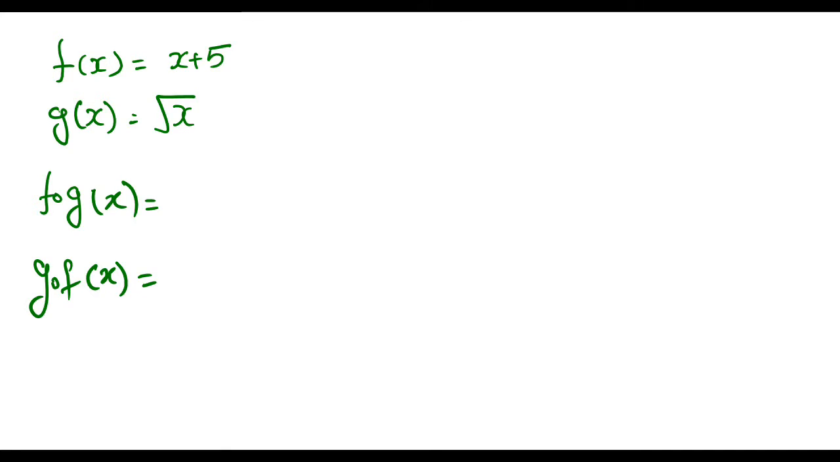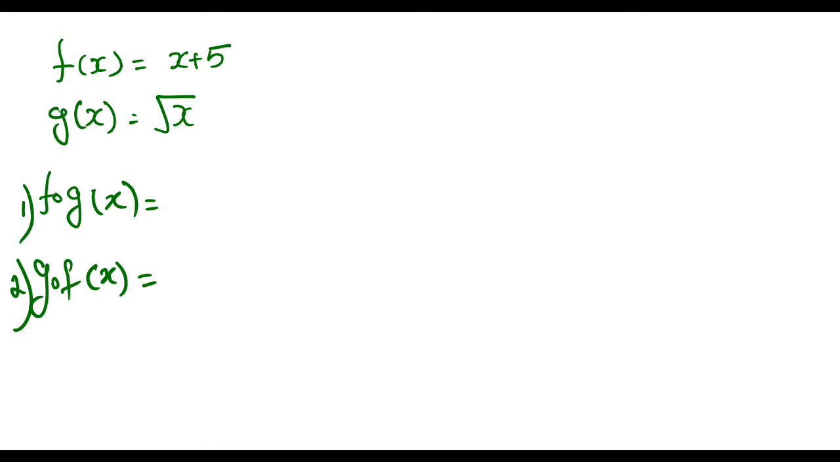Let's have some examples for composition of functions. So let's say there is an f of x function which is x plus 5, and there is g of x, another function which is square root of x. So we can actually plug in g of x into f of x and f of x into g of x. So g of x into f of x would be this one, and f of x into g of x would be this one.